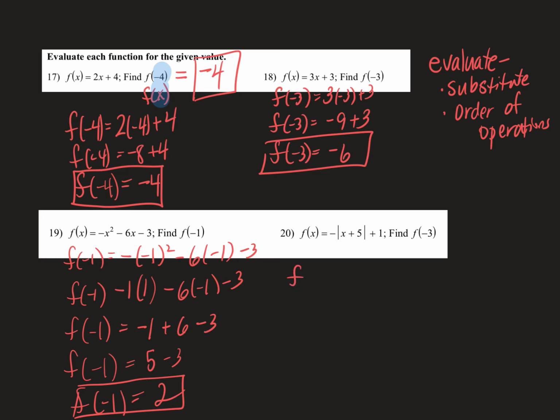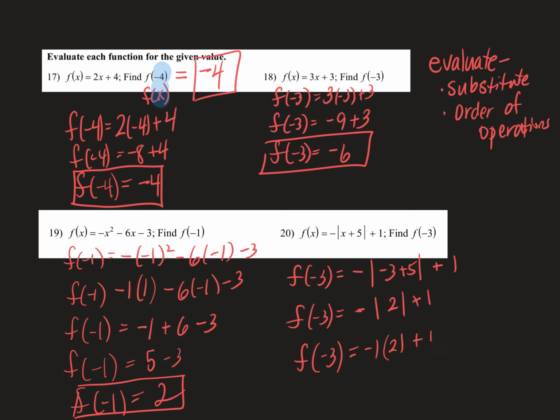Then for the last one, f of negative 3, negative 1 times the absolute value of negative 3 plus 5, plus 1. So I'm going to evaluate inside the absolute value first. So negative 1 times 2. The absolute value of 2 is 2. So that negative on the outside is negative 1 times 2, because the absolute value of 2 is 2, plus 1. Negative 1 times 2 is negative 2. And negative 2 plus 1 is negative 1. That's the answer to number 20.